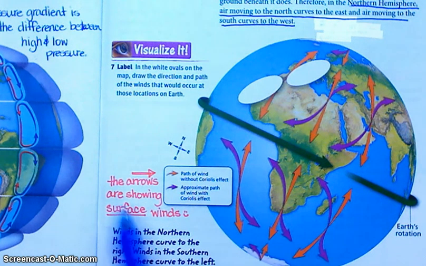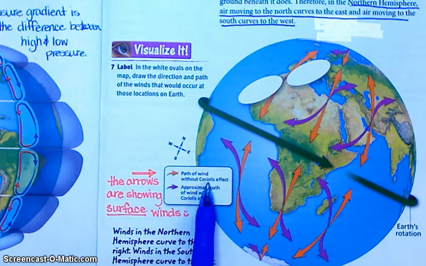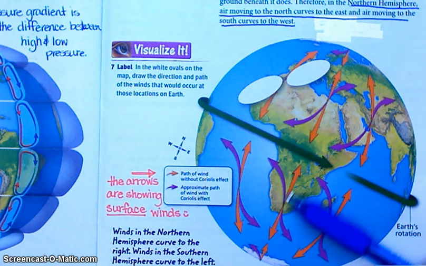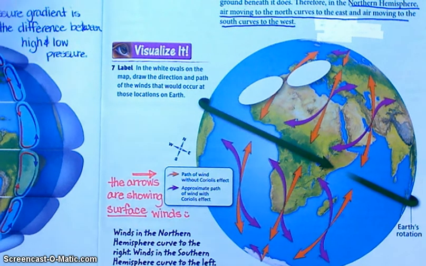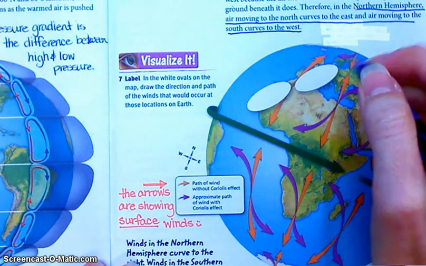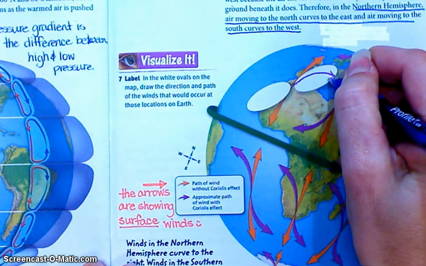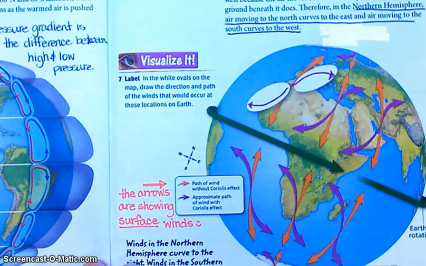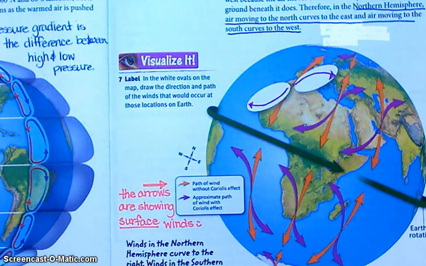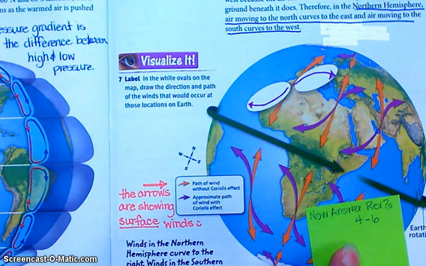Down here we need to put in our curves. Your arrows are showing surface winds. The orange would be without the Coriolis effect. Without the Coriolis effect, we'd be able to move straight north or south. But with the Coriolis effect, we curve, and in the northern hemisphere, it's going to look like this. With that information on these two pages, we should now be able to answer review questions 4, 5, and 6 on your lesson review.